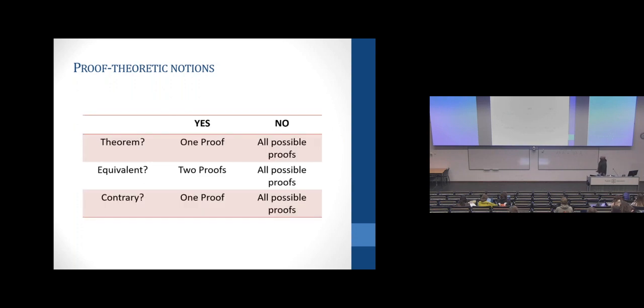What's noticeable? Two things, I guess, noticeable here. The first is to show that a single sentence is a theorem, one proof. To show that two sentences are provably equivalent, two proofs, right? A to B, B to A. To show that some sentences are jointly contrary, one proof that takes them as assumptions, ends in a contradiction. What we're missing is all this stuff.